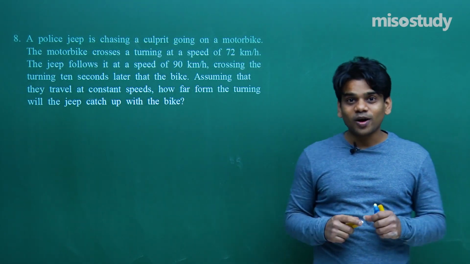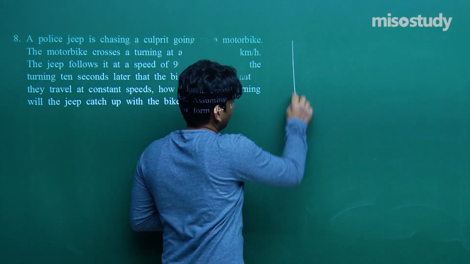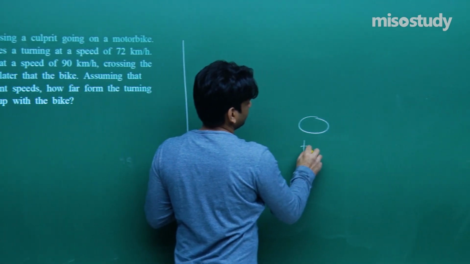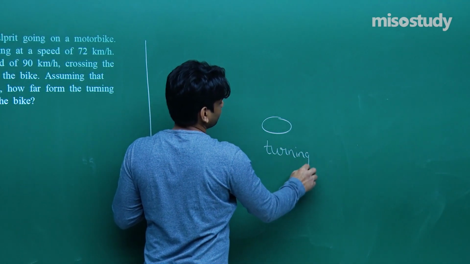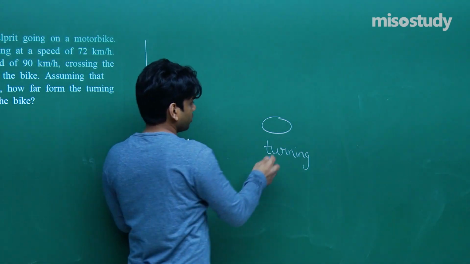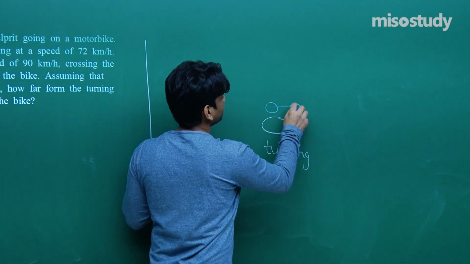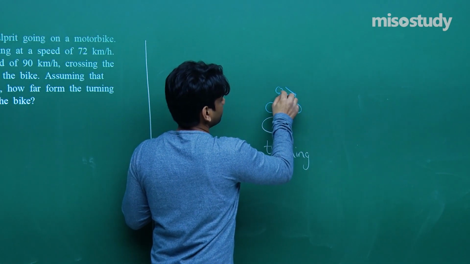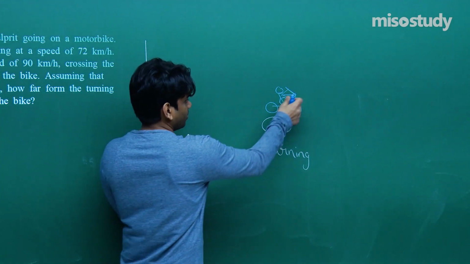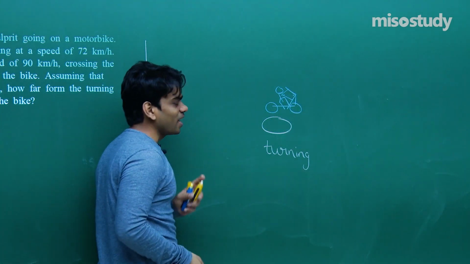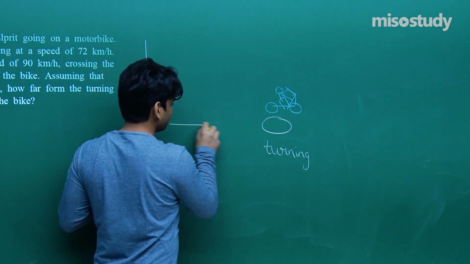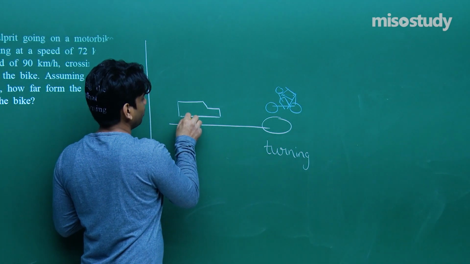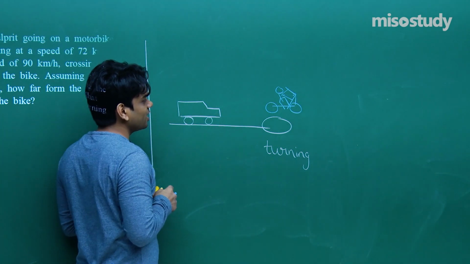So let me show you the scenario, how it will be looking. Suppose we have this as the turning. This is the turning and the motorcycle crosses the turning. So let me show you a motorbike that is crossing the turning. This is the motorbike. The police jeep is lying behind. This is the jeep. Try to take it as a jeep. The police jeep is lying behind and is chasing.